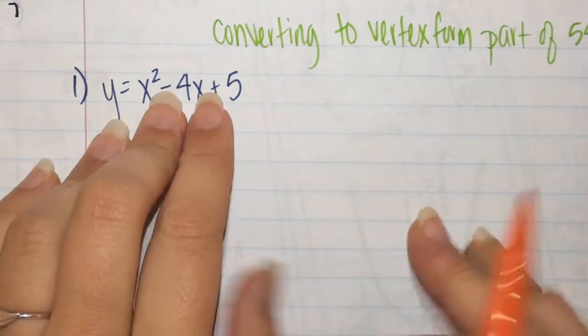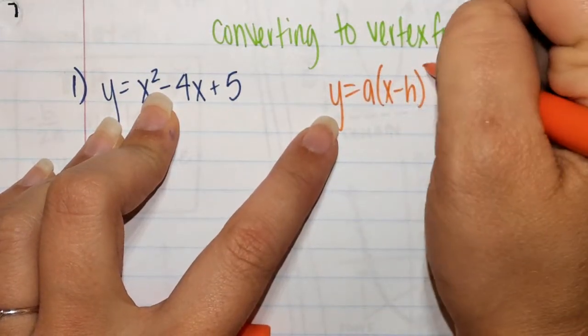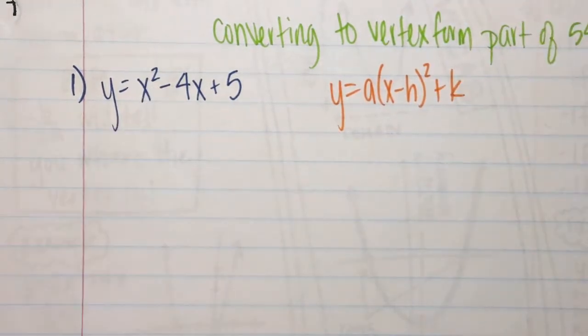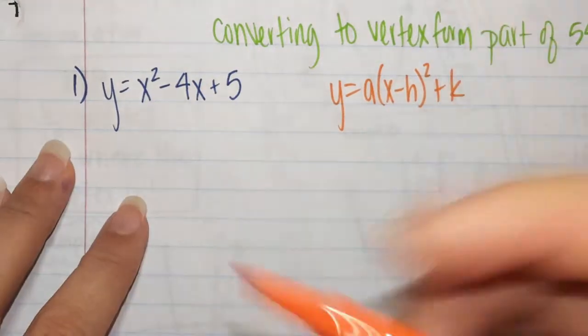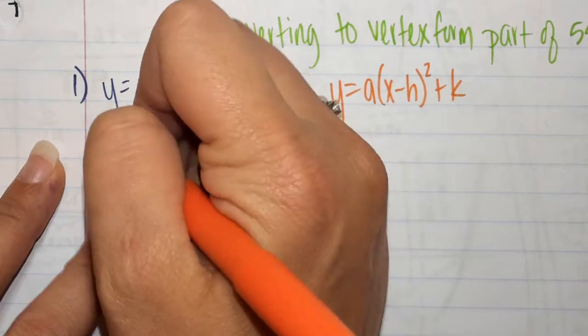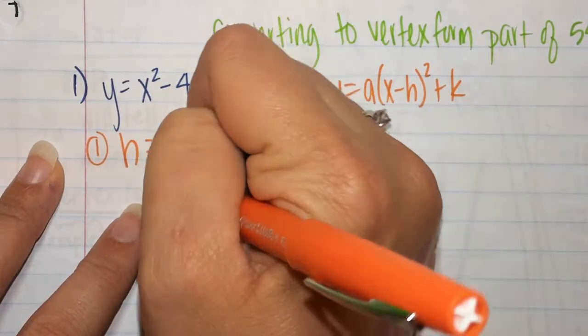Alright, so remember, we're going from standard form to y equals a times x minus h quantity squared plus k. So the first thing we have to do is find our h, and we do that by the opposite of b divided by 2a. So step 1, and we'll even write h equals opposite of b divided by 2a.